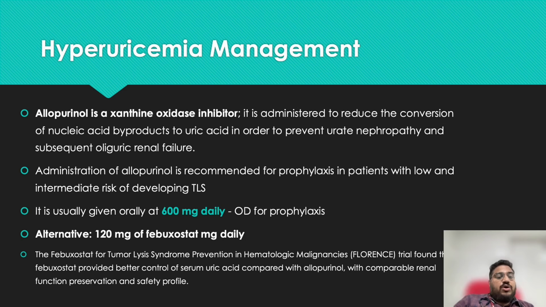But alternatively you can also use febuxostat, which has also been found to be effective. So again, the dose of febuxostat here is very high. General therapy will give 40 mg, but here you need to give 120 milligram of febuxostat. So that is the management of hyperuricemia.